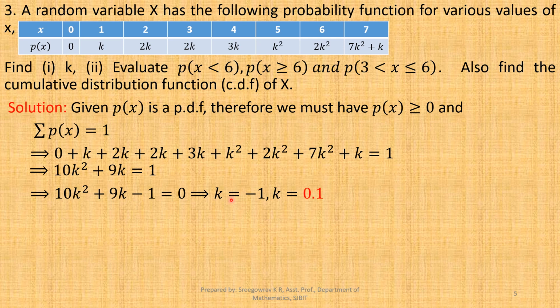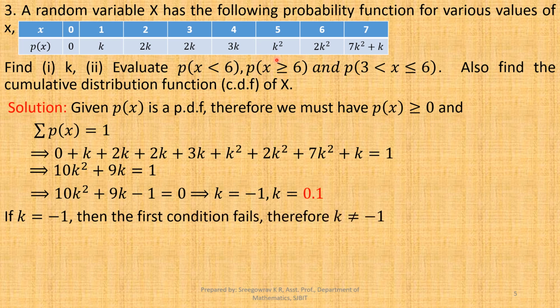In another situation, if we are getting both positive, again substitute in each and every value, cross check whether you are getting all the values greater than or equal to 0, and if the condition is satisfied, we'll go with both the values as case 1 and case 2. But for this problem, I am neglecting the first value, k is minus 1, since it is failing the first condition, therefore k cannot be minus 1, and hence k should be equal to 0.1.